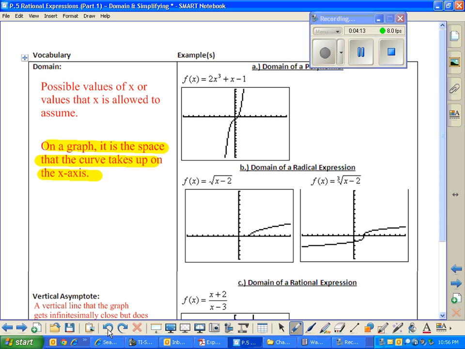I'm going to start with an easy one. I'm going to start right in the middle of this chart here, underneath domain of a radical expression. I'm going to draw a picture. You don't have to draw this. This part of the lesson is purely for your visual entertainment. You'll like this. This will be moderately entertaining.